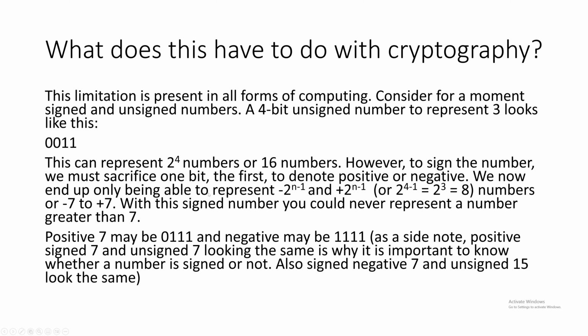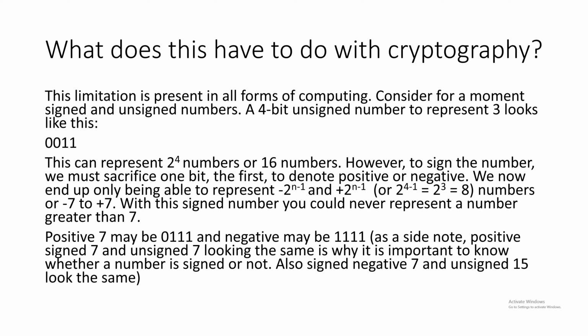So we now end up only being able to represent either negative 2 to the power of n minus 1 numbers or positive 2 to the power of n minus 1 numbers. In this case, because this is a 4-bit number and we're sacrificing 1 bit, we only get 3 bits for numerical representation, and therefore we get 2 to the power of 4 minus 1, or 2 to the power of 3, which is 8. Now, signed numbers are a little wonky because 0 is counted both ways.